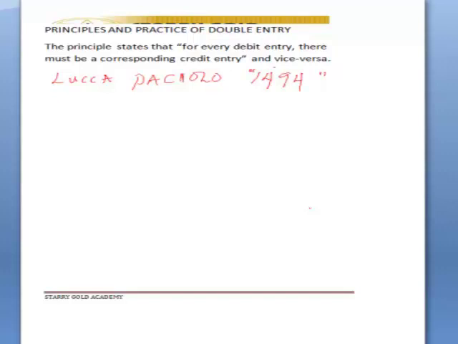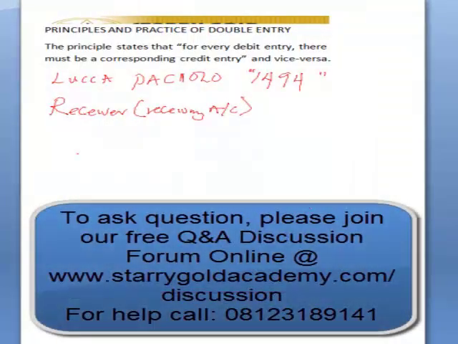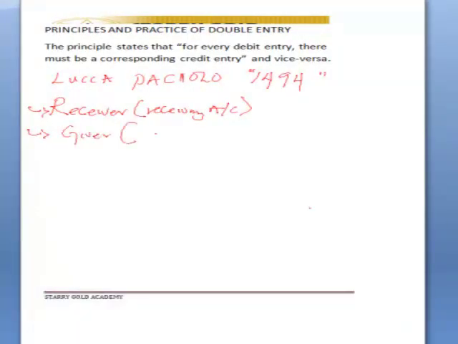Now, in applying this principle, the principle views that every transaction involves two parties. So the first thing we must do is identify the parties to every transaction. There must be a receiving party, or a receiver, and that account we shall call a receiving account. Then we must have another party called the giver, and that giver can also be called the giving account.